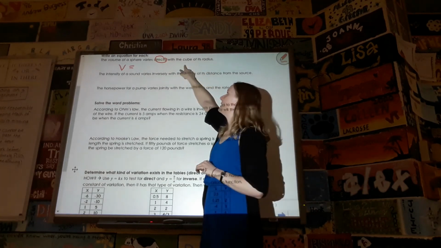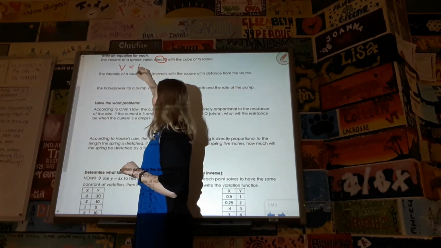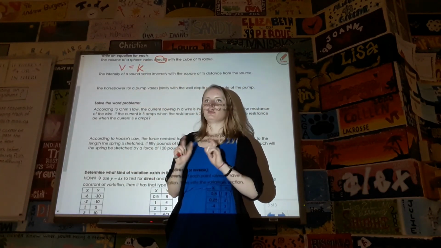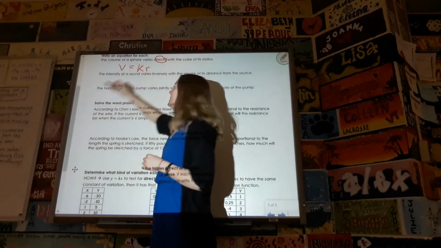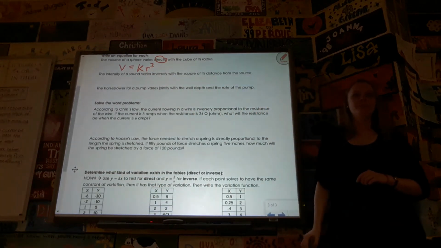R, and then what am I doing to the R? Cubing it. So I'm going to have k for the constant of variation. K is always k. You don't have to worry about that one. It's the other variables that you're going to pick. And then because it's radius, I'm going to use R for radius, and it's being cubed, so I need to make sure I use the exponent.